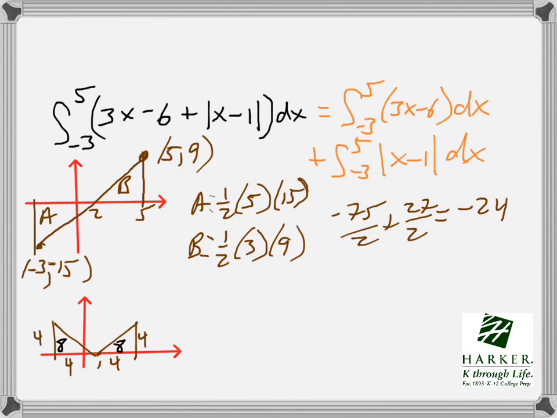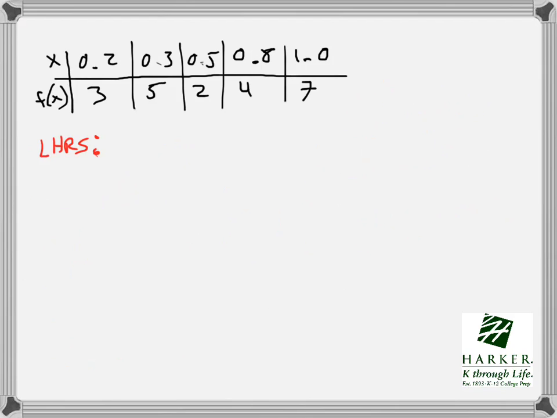Now we have to do the absolute value part. That's actually a little bit easier, because when x is 5, that's 4, and when x is negative 3, that's 4. So I basically just get two isosceles triangles. I could put them together and get a square, which has an area of 16. Now I add that to the negative 24, and I get negative 8. I checked in Mathematica, so it is right.